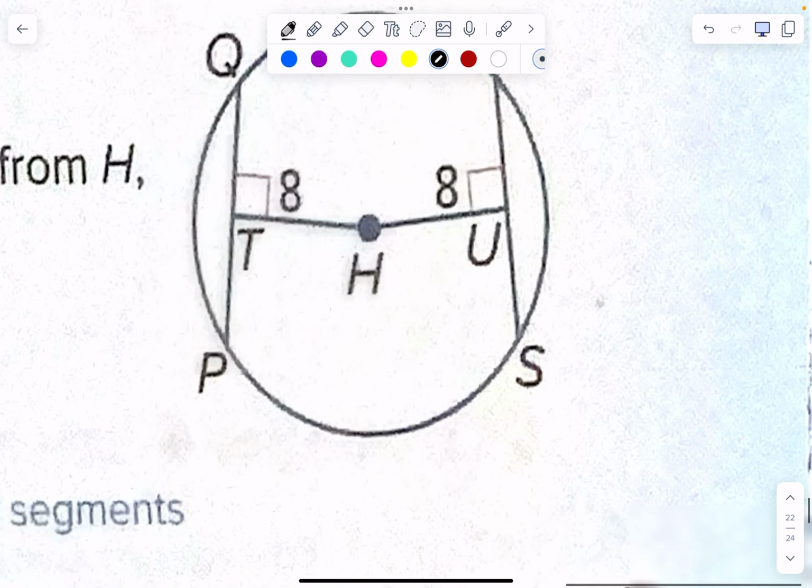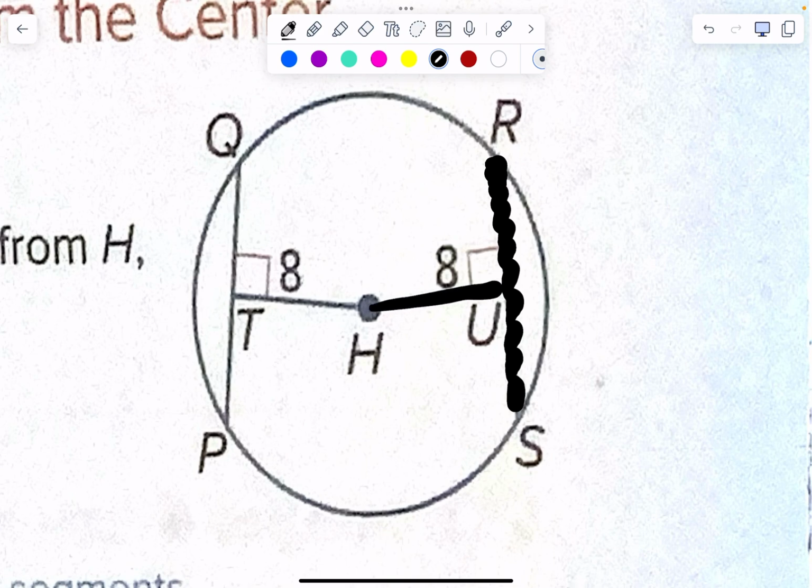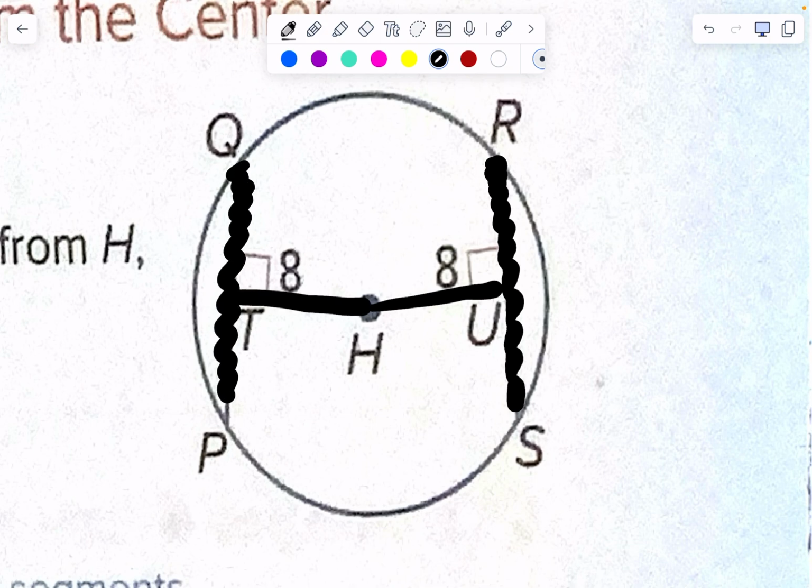Here we go. Check this out. We have a chord right here that is making a perfect T with this, and that's not even a radius. That's just a little piece, right? And it's also 8 right here, and then this chord right there. Are those two chords going to be the same length? Yes. You think so? Yeah.